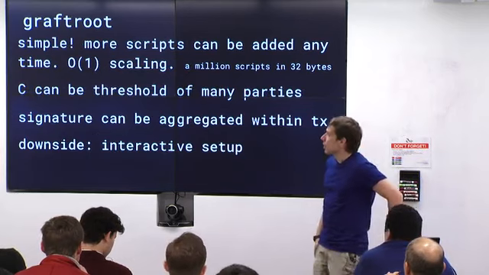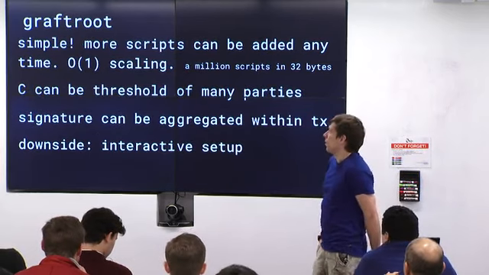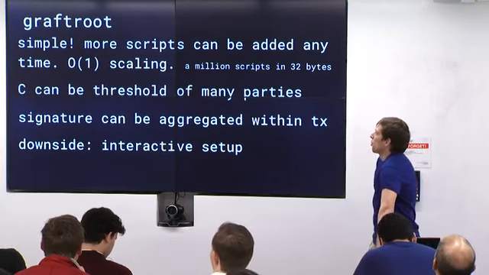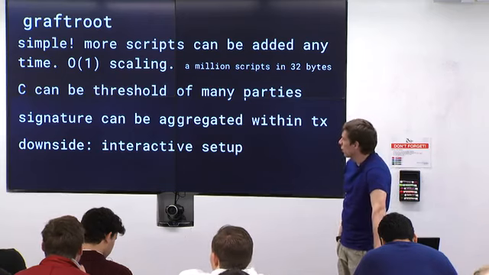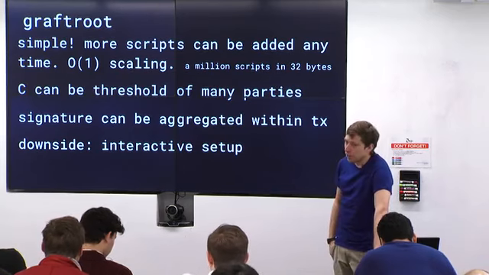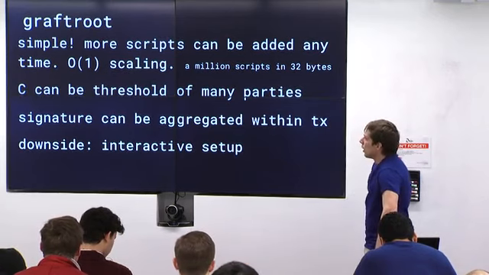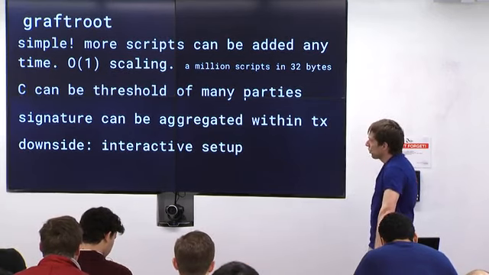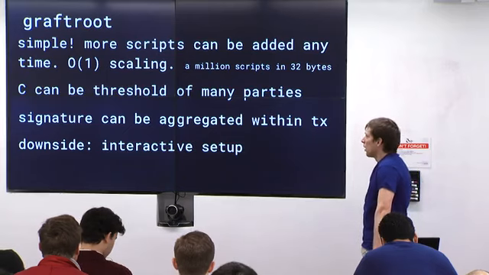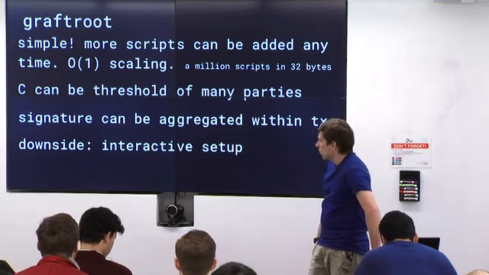Okay, so this is kind of cool because it's simple, right? It's just more scripts can be added any time. It's O of 1 scaling. So if you have a million different scripts, proving one of them just takes 32 bytes or 33 or something. C can be a threshold signature of many different parties. The signature can be aggregated within the transaction.